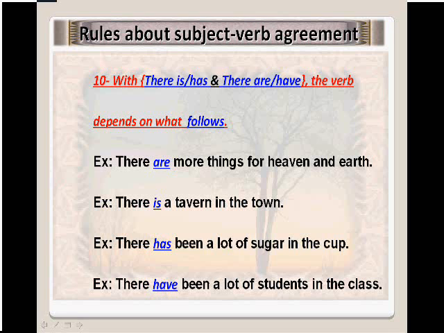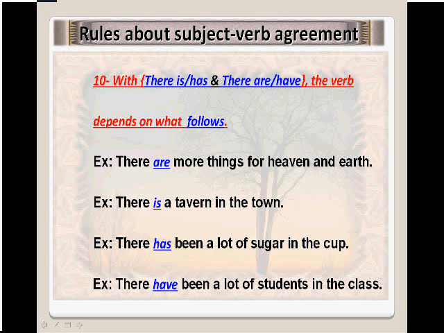There have been a lot of students in the class. Why did I use have? Because again it depended on the word which came after it, and in this case we have students, which is plural. So if we look at this here, we have the first example, we have are, plural, and it depended on the word which came after it, in this case things, plural. Is is singular because I have tavern, which is a singular word. Has depended on the word which came after it, which is sugar, and have depended on the word which came after it, which is students.